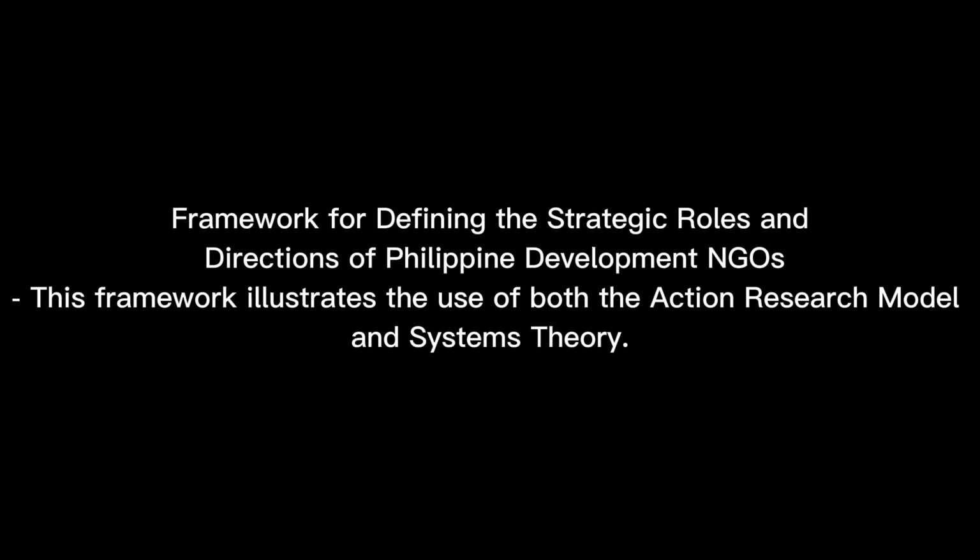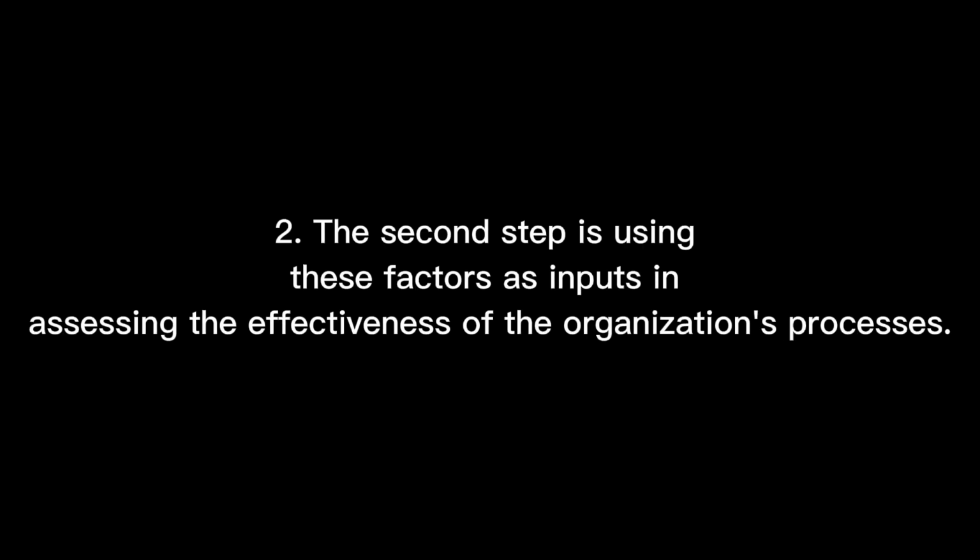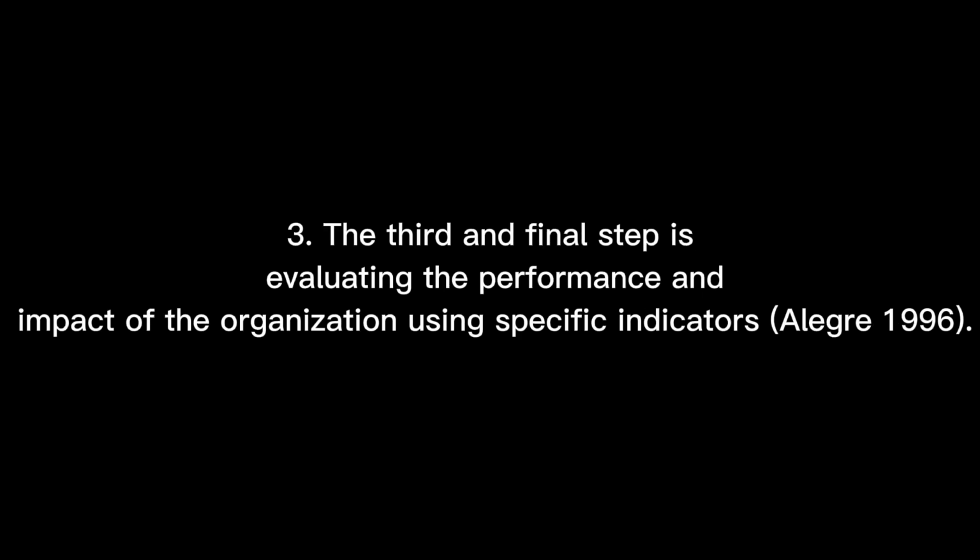Framework for defining the strategic roles and directions of Philippine development NGOs. This framework illustrates the use of both the action research model and systems theory. The model involves a three-step process. 1. The first step is defining and understanding the collective history of NGOs, their collective values, vision and strategies, and the external and internal environment. 2. The second step is using these factors as inputs and assessing the effectiveness of the organization's processes. 3. The third and final step is evaluating the performance and impact of the organization using specific indicators.